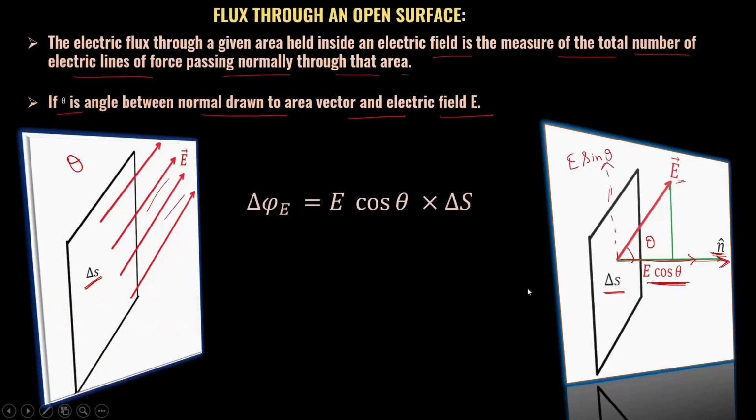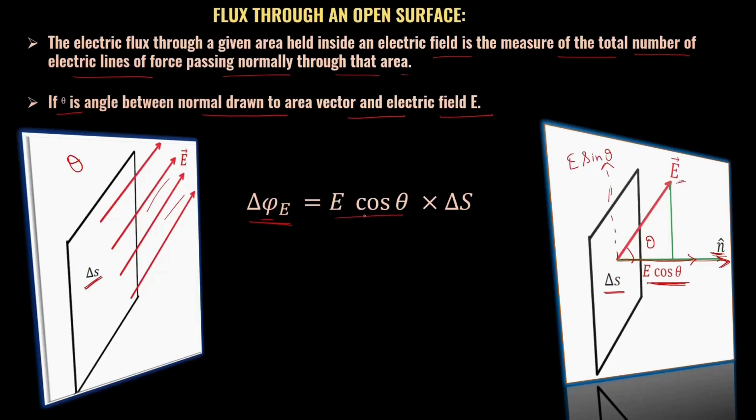So now one formula we have derived. Once these field lines cross the surface area, they constitute the quantity called flux, and this flux is denoted by the symbol phi. So phi E will be equal to E cos theta. What is E cos theta?